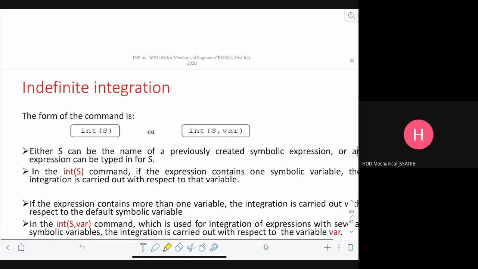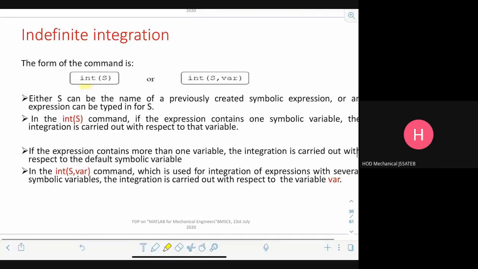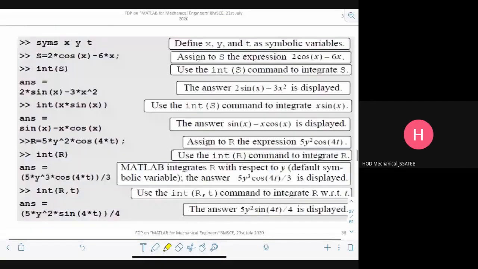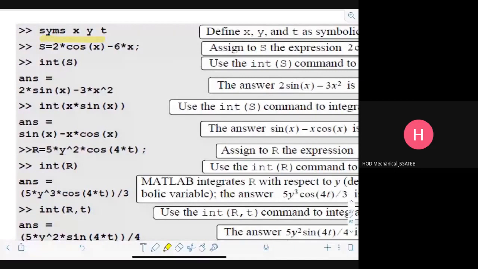When it comes to indefinite integration, it's very simple, similar to the logic we use for diff. Here it is int of s, so it can easily integrate the expression s with respect to the default variable, or if you want to do it with respect to a particular variable, you say int of s comma var. Just see these expressions here. Syms x y t. Never forget this part: never put a comma here. If I put a comma in between, the remaining terms are not defined as symbolic variables, and there will be an error message.